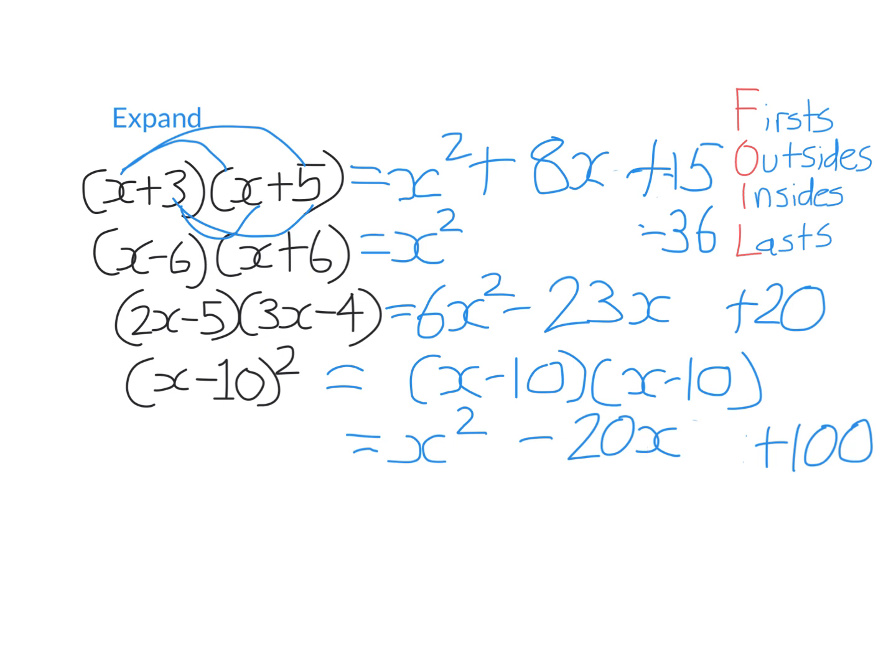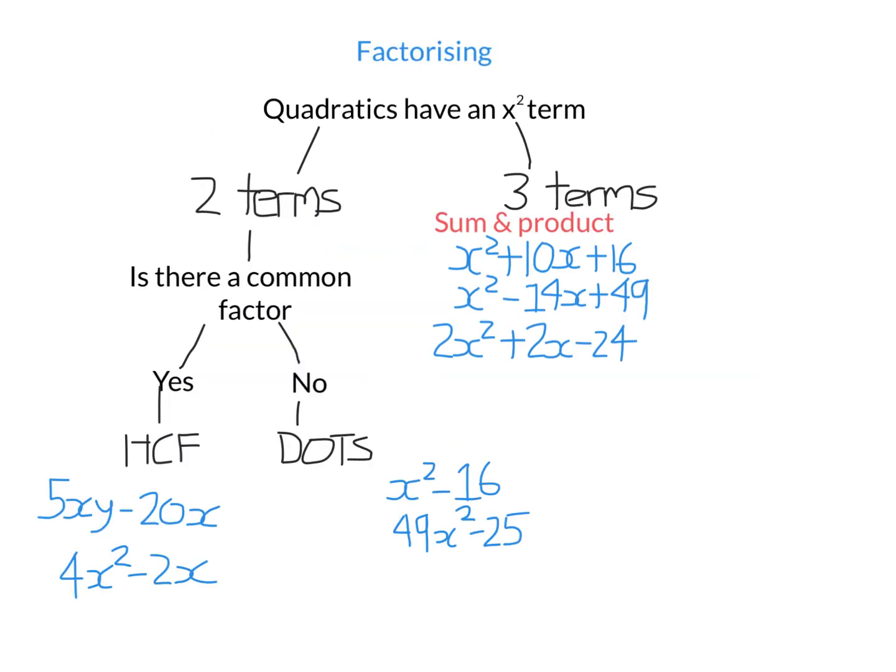All right, let's now look at some factorising. So here we're going to factorise mostly quadratics. Quadratics are just expressions with an x squared term. So there are 2 types: quadratics that have 2 terms and those that have 3 terms. If there are only 2 terms, ask yourself if there's a common factor. If there's a common factor, use the highest common factor method. If no common factor, use difference of 2 squares.